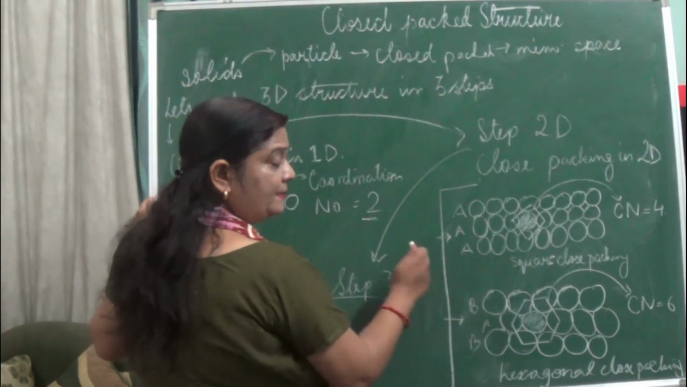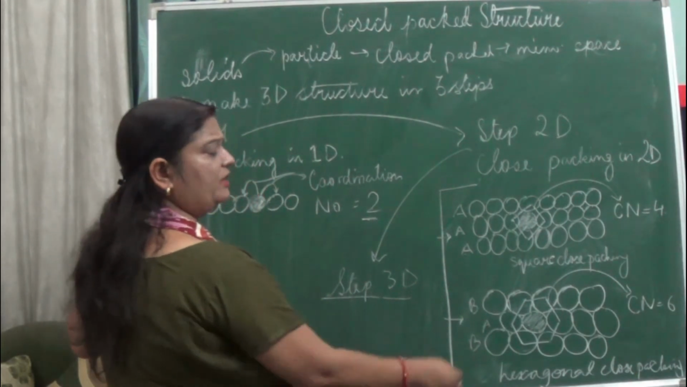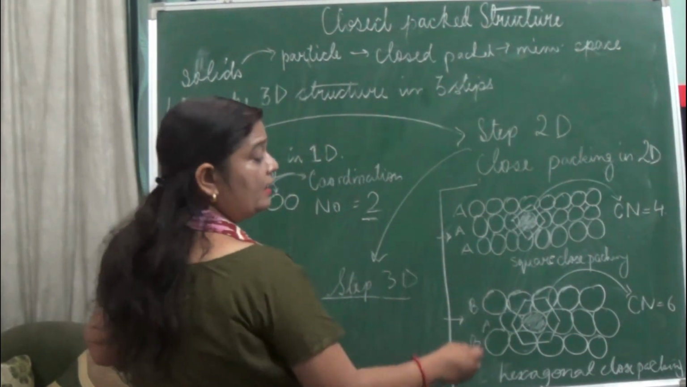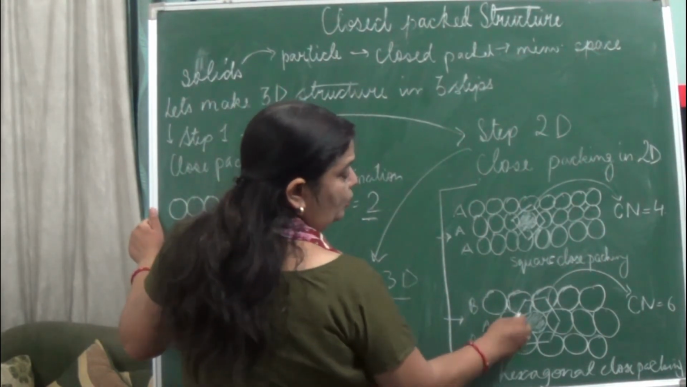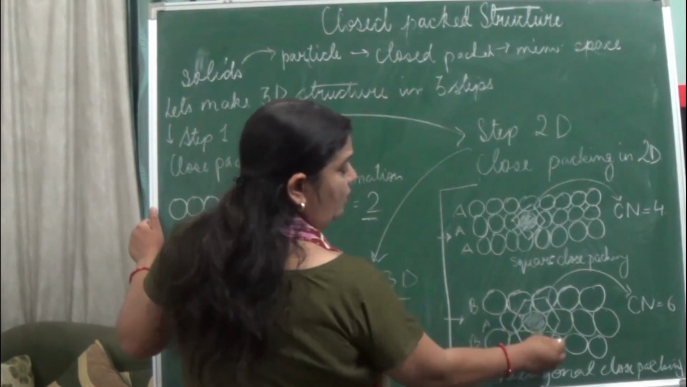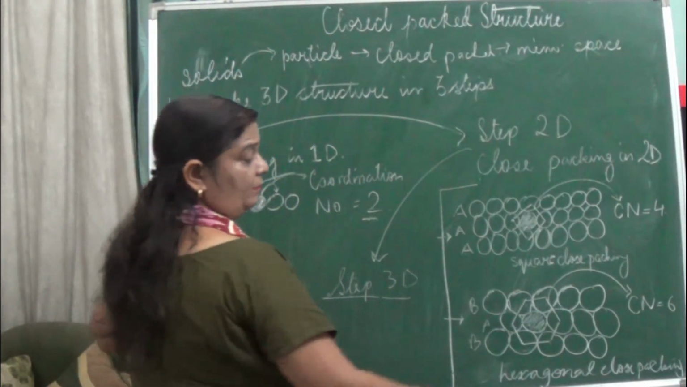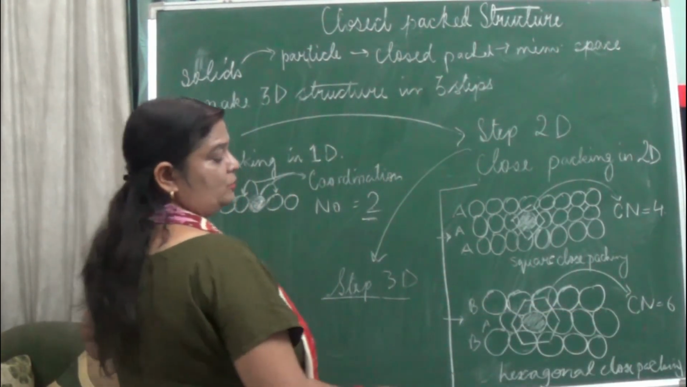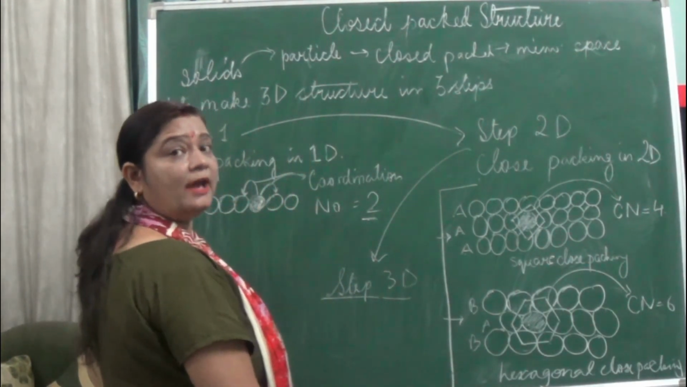So what happens in this? If I pick up one atom over here, I can pick any. How many spheres is it touching? You can see 1, 2, 3, 4, 5, 6. So the coordination number becomes 6. And if it is 6, it is called hexagonal close packing.